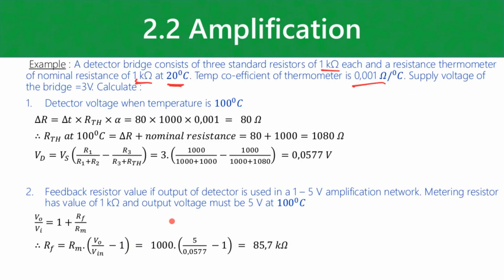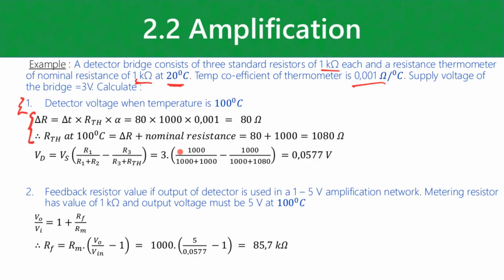All right, so the first thing we're asked is to calculate the voltage across the detector bridge when the temperature is 100 degrees C. So we actually need to calculate what the resistance of our thermometer is going to be at 100 degrees C.